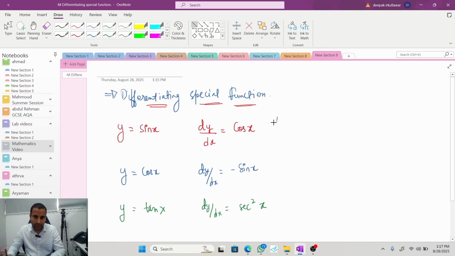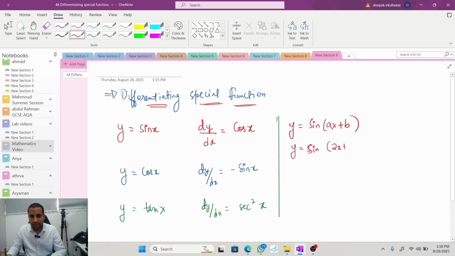But the next important thing which you need to know: what if this function has some constant with it? Suppose you have y is equal to sine, and in place of x you have ax plus b, where a and b are constants. For example, you have sine 5x plus 12, something like that. Or y is equal to sine 2x plus 4. How will you differentiate this?